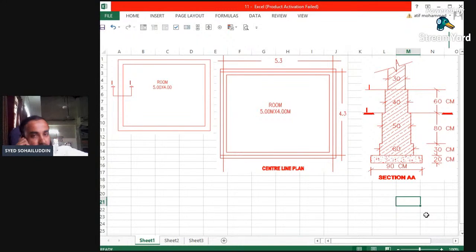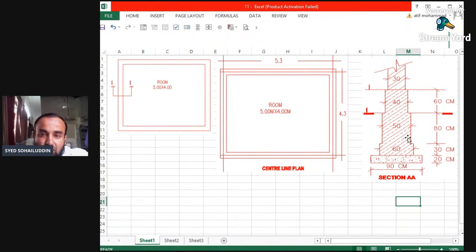We will calculate the various earthwork and excavation with the help of these room dimensions, 5 meters by 4 meters. We will first find out the center to center distance, then the length of the long wall, then the length of the short wall, and depending upon the length of long wall and short wall we will calculate the various things. Most important is that we are using the long wall short wall methods.